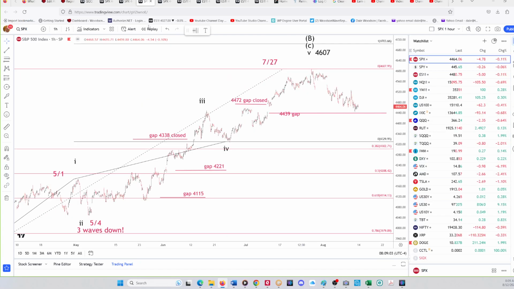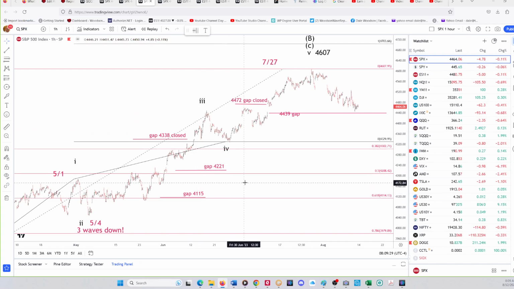Okay, let's see there. That was the daily. I wanted to show you guys this hourly because from that 5-1 high to the 5-4 low, we had 3 waves down. That notified us that there would be 5 waves up, and we got it. But I wanted to show all these gaps here. This gap got closed here. This gap still remains open at 44.39. This gap here was closed with that wave 4 low, but there are still gaps here.